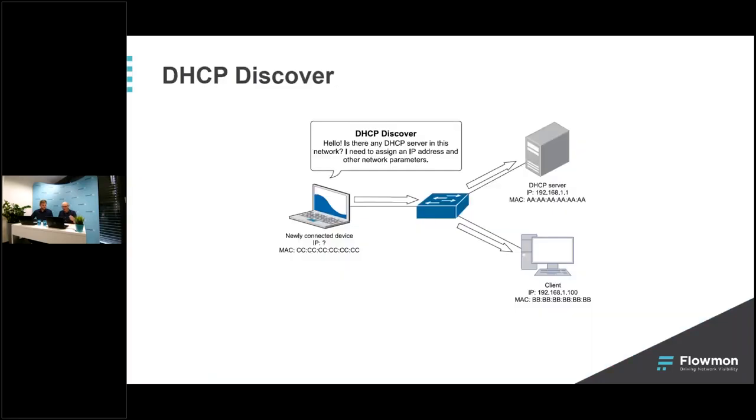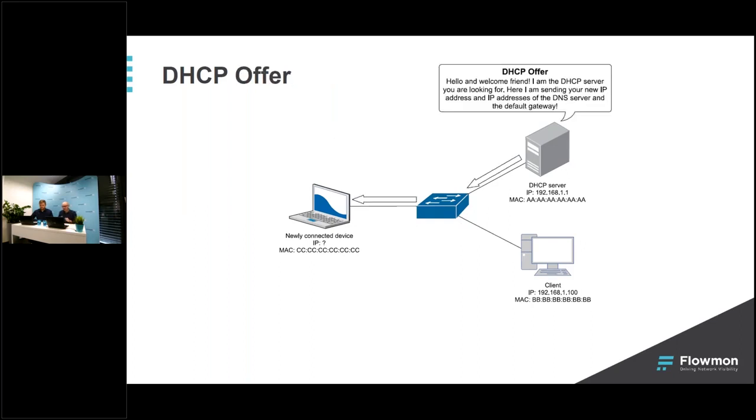So when you connect a device to the network, the first packet that the newly connected device usually sends is called DHCP discover, which basically means something like, hello, is there any DHCP server in this network that could assign me network parameters, right? And this packet is sent to all the devices in the network, right? Usually devices where there is no DHCP server running simply ignore this message. And the DHCP server responds with a packet that is called DHCP offer.